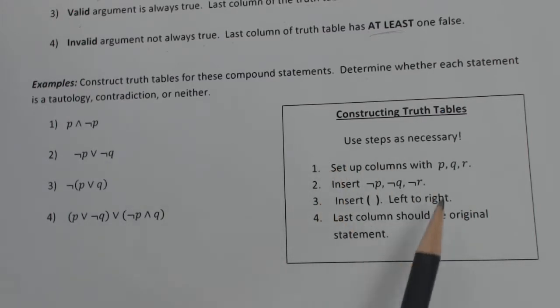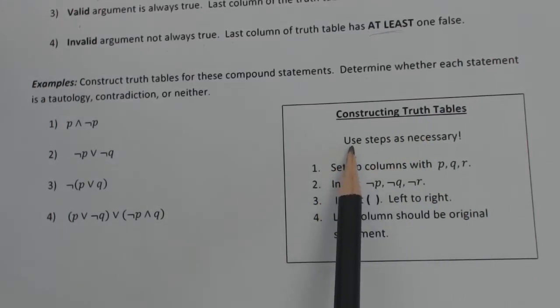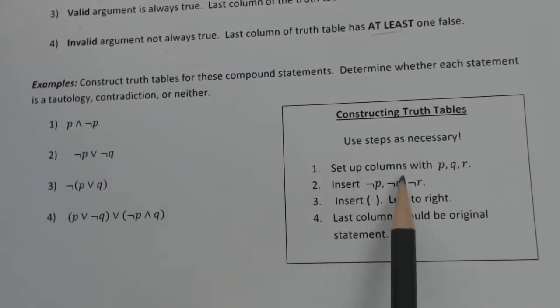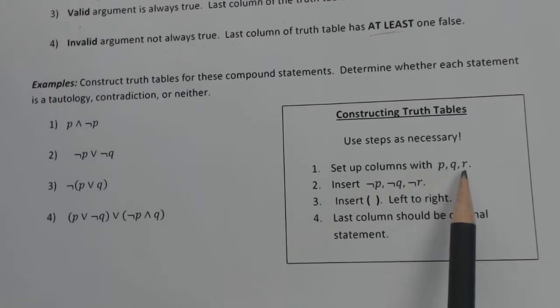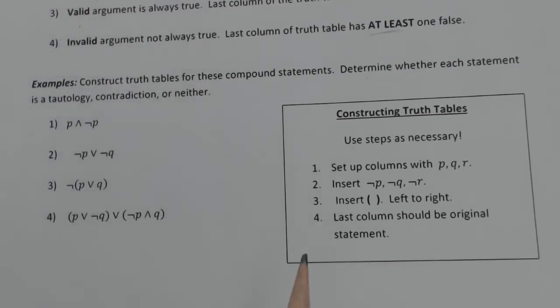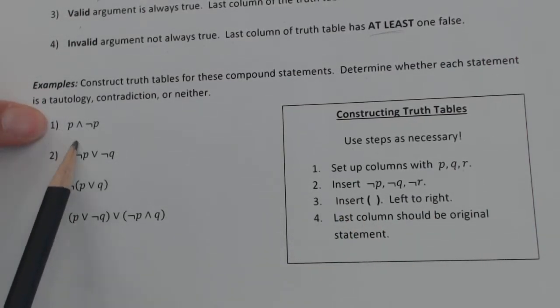I have some steps here, and it says use steps as necessary. Number 1 says set columns up with P, Q, and R. Sometimes there might not be an R, so we'll just have to set it up with P and Q. Number 2, insert the negations. Sometimes we might not have negations. So we're going to be using these as necessary. They're just a guide. They're not a rule where you have to use each and every one. It's just what we need in the problem to do. So we're going to go through these one by one.